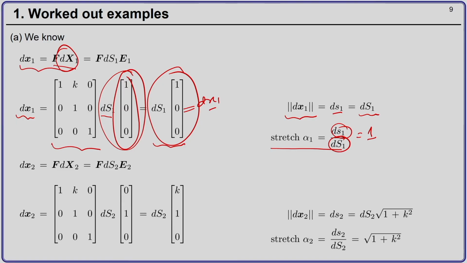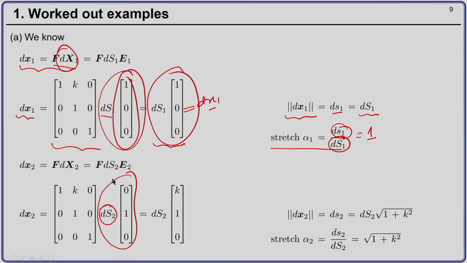Now, in the E2 direction, any material vector will be of length ds2 times the basis vector in the E2 direction, which is nothing but (0, 1, 0). To get the spatial vector corresponding to this material vector, you multiply by F and you get the current position, which is ds2 (k, 1, 0). So the length of the vector becomes the norm, which is ds2 root over 1 plus k square.